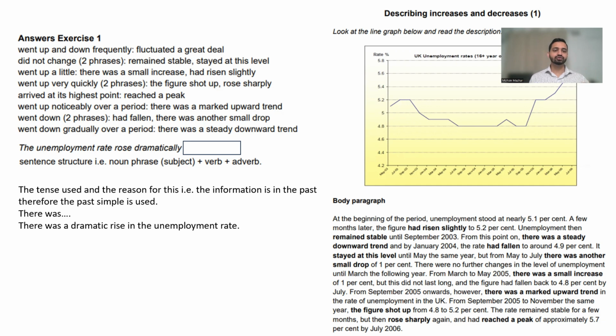Then if you wanted to use the other structure, there was. This is another structure that you can use. There was a dramatic rise in, we're using was because it's in the past. So there was a dramatic rise in the unemployment rate. The structure is there was and the noun phrase. These are two structures that you can use.